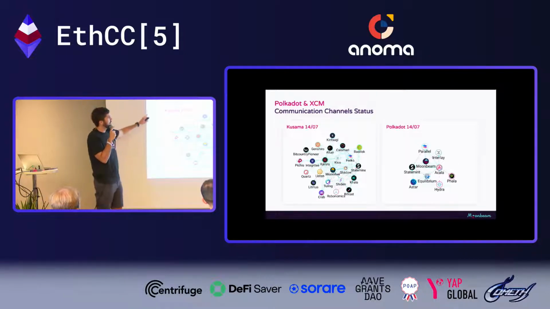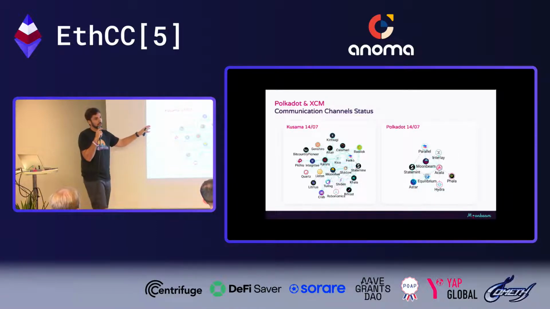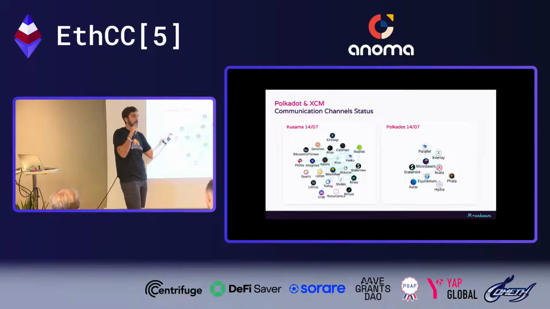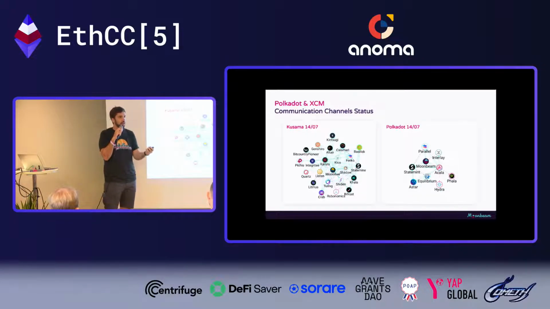I forgot to add something here that I found out the other day: Kusama has a 7-day average of $100 million in value being transferred through XCM. And Polkadot has roughly $450 million in value transferred in 7 days, which is pretty crazy. And once again, this is native, right? There are no relayers, nothing in the middle assuring that you have these values somewhere else.